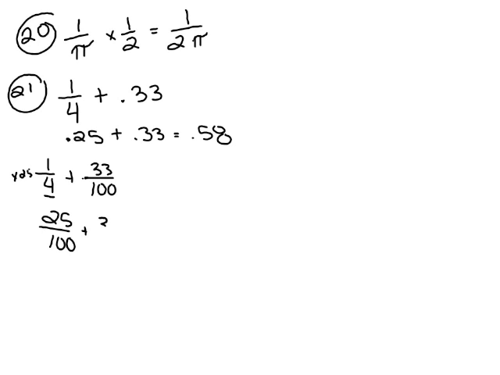plus 33/100 equals 58/100. And if I want to change that back to a decimal, because it's over 100ths, how many decimal spots should I have? 2. So 1, 2. There we go.